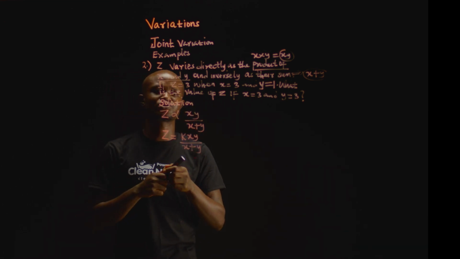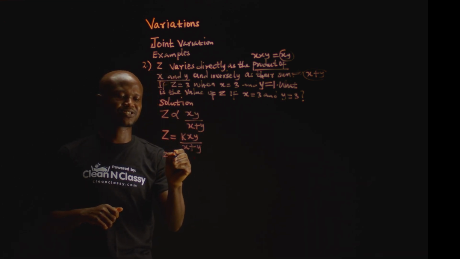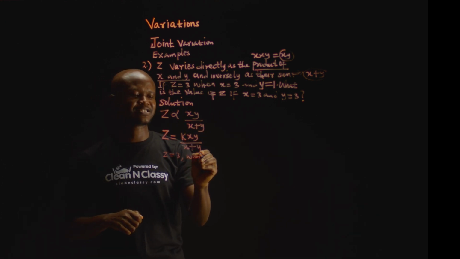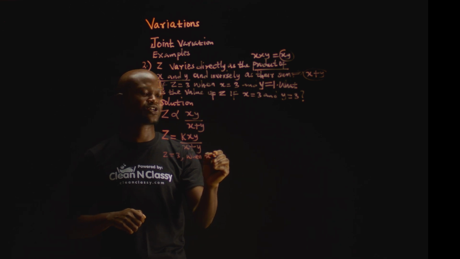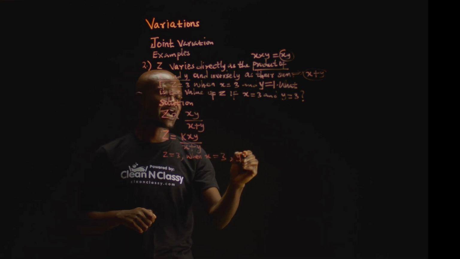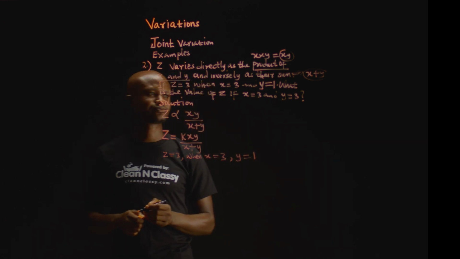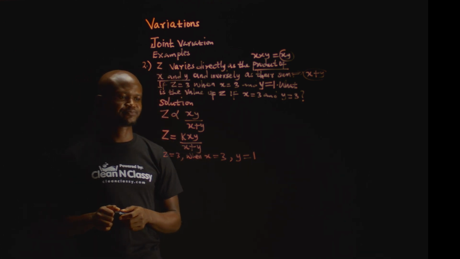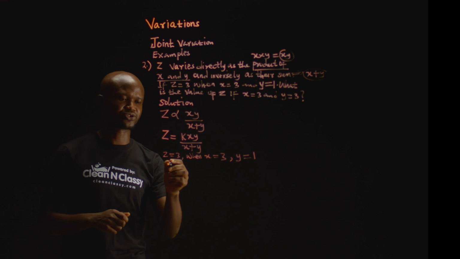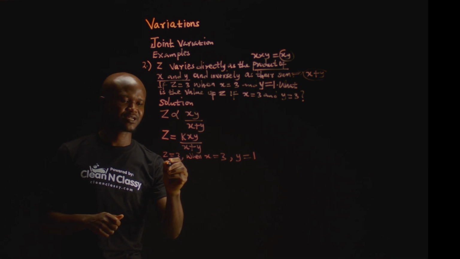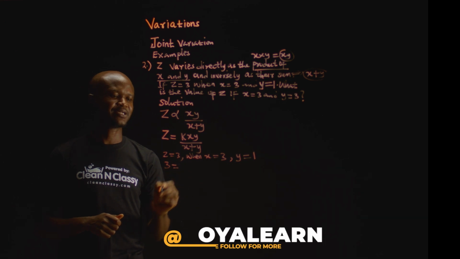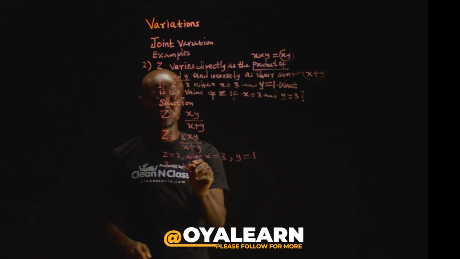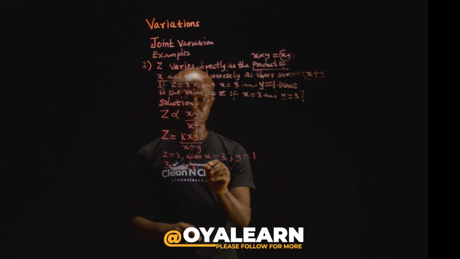If Z equals 3, we are given Z to be equal to 3, when X equals 3 and Y equals 1. So in this case, we can now substitute. Anywhere we see Z, we put 3. Then we have K into, anywhere we see X, we also put 3. Anywhere we see Y, we put in 1.